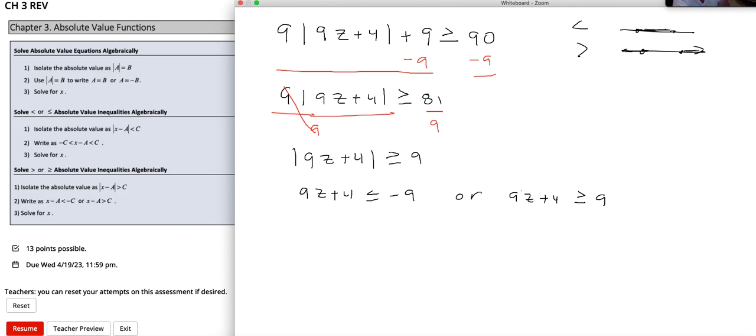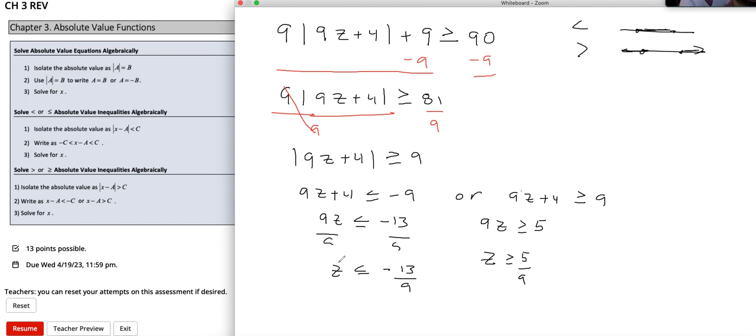And then we just solve each of these. So we'll subtract the 4 over: 9z is less than or equal to negative 9 minus 4, which makes negative 13. Divide by 9, and we get z is less than or equal to negative 13 ninths. And on this side, I will subtract that 4 over and get 9z is greater than or equal to 5. And then dividing, z is greater than or equal to 5 ninths.